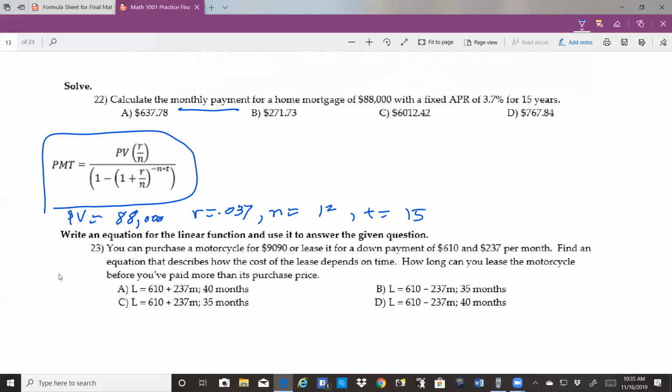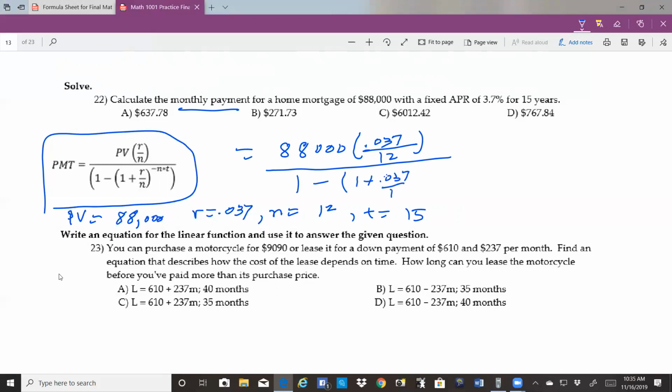So plugging into the formula, you get 88,000 times 0.037 divided by 12, divided by 1 minus 1 plus 0.037 divided by 12 to the minus 12 times 15.